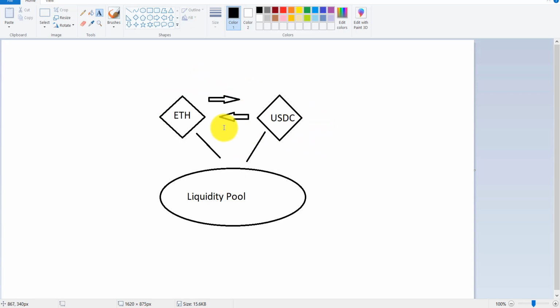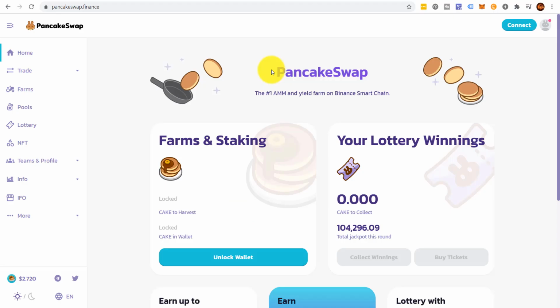The difference with PancakeSwap is you're not going to have Ethereum. It's going to be the BNB token and something else. The tokens are different, but the concept is the same. Now, how do you get started using PancakeSwap?